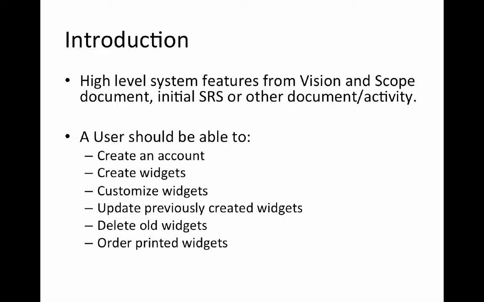So using this imaginary project, we can imagine that we either have a project charter, a vision and scope document, or an initial software requirement specification where we have identified some core activities that the user is going to be involved in, or some core things that the user is going to be able to do. So a user should be able to create an account, create widgets, customize widgets, update previously created widgets, delete old widgets, and order printed widgets.